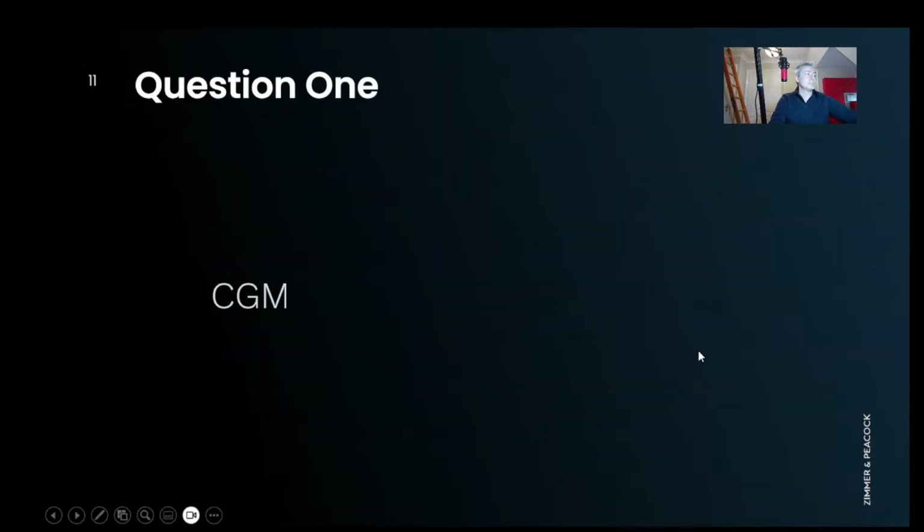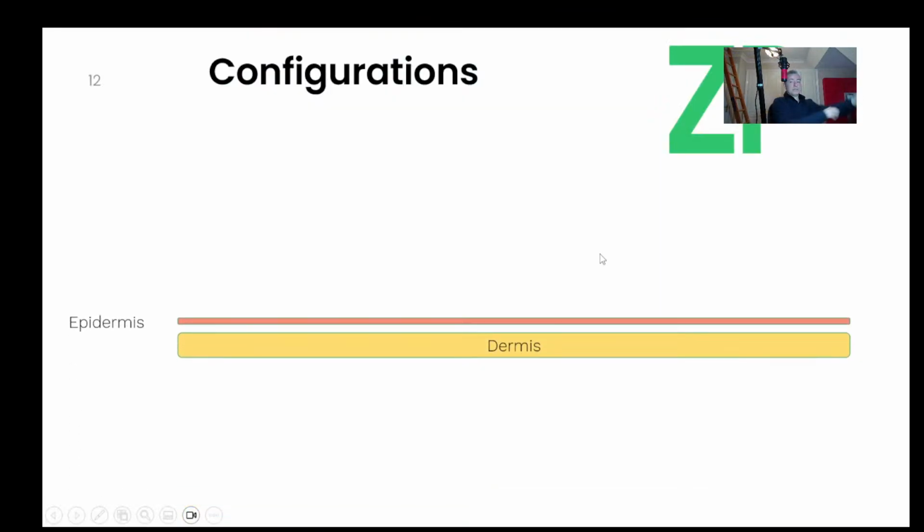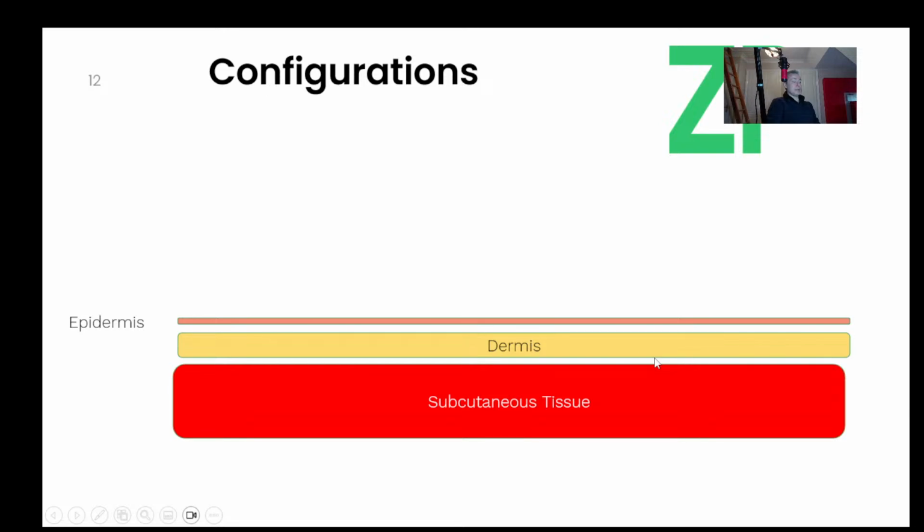So I will address these questions. This is all about CGM. By the way, we're also pretty experienced in CLM, continuous lactate monitoring. This is the skin. The epidermis is the top layer of the skin, and then underneath you have the dermis, and then the subcutaneous tissue, which is where the, how do I describe it, the interstitial fluid is.